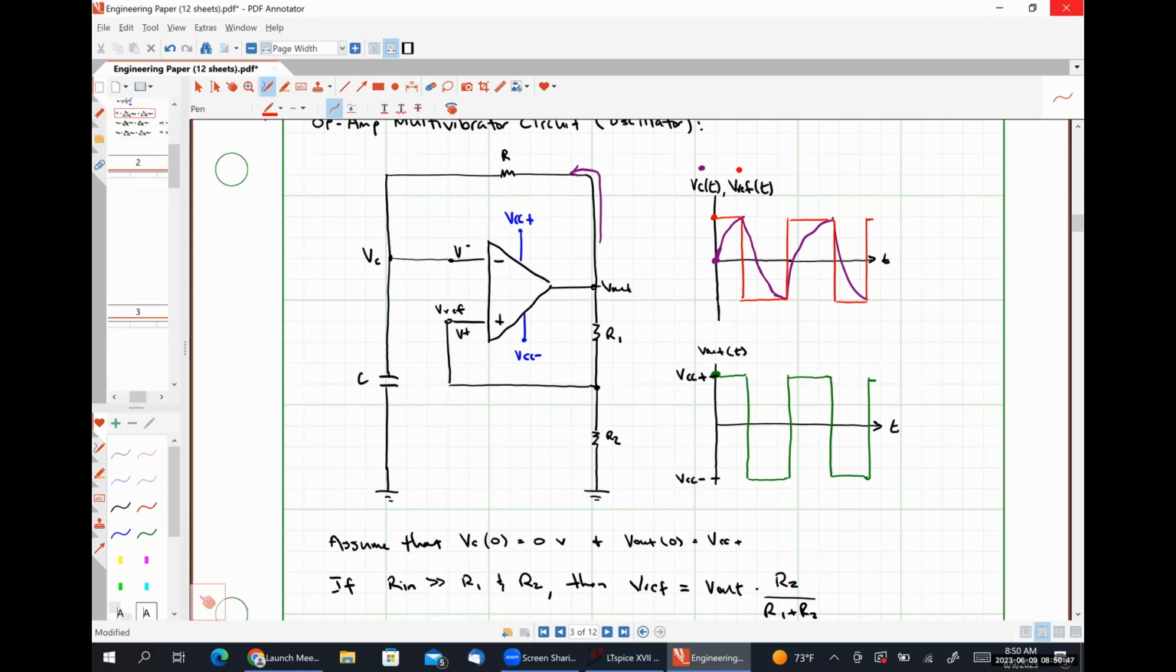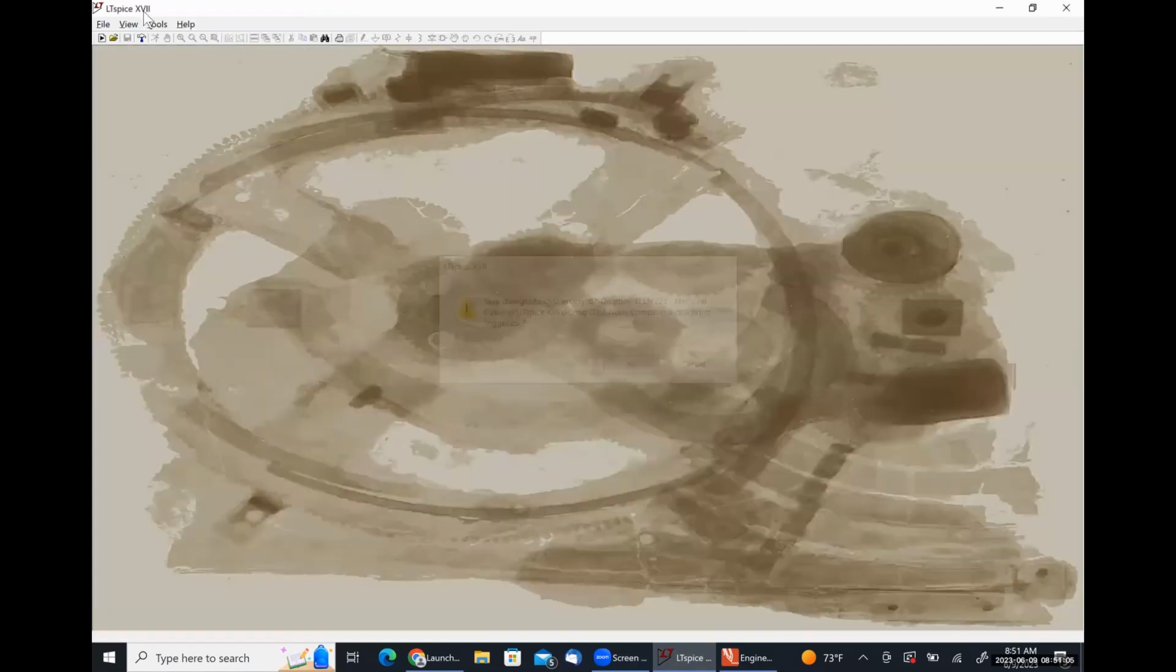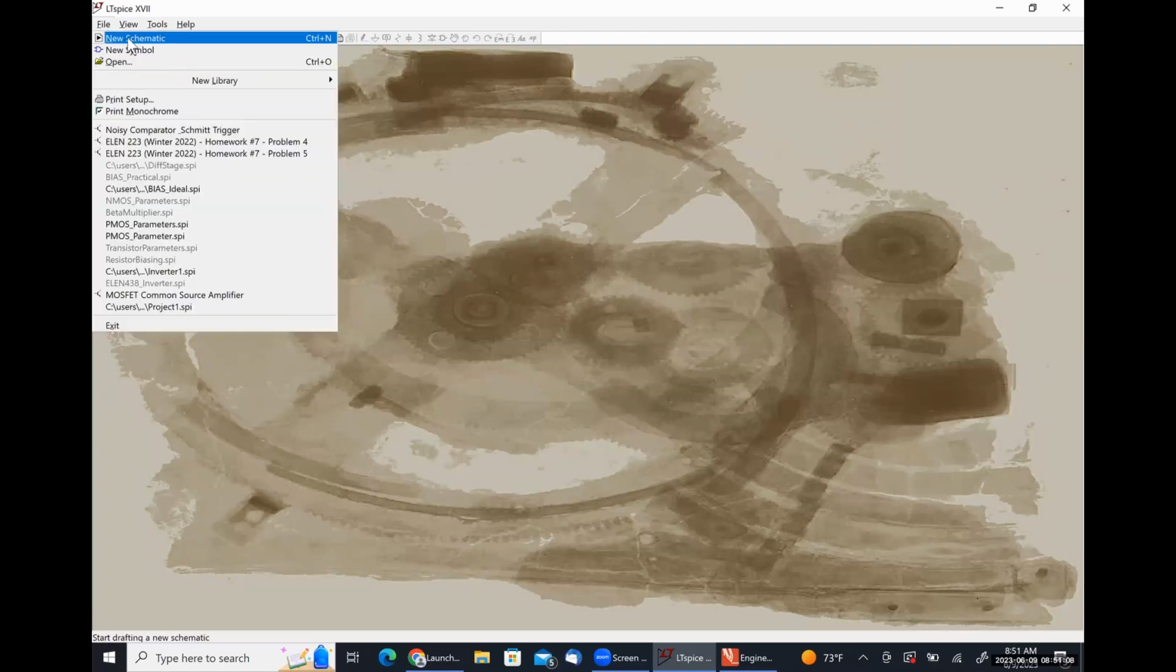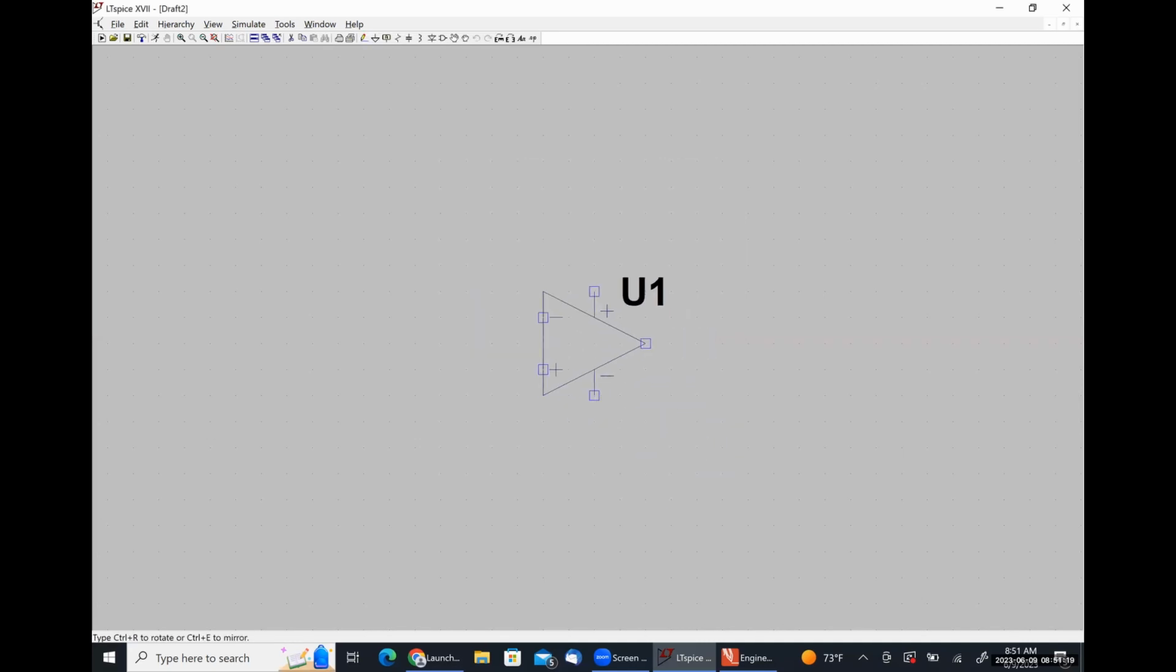So let's take a moment here and simulate this circuit. So I'm going to close out this and open a new schematic because I don't have a version of this saved for whatever reason. So we're going to start with universal op amp 2. Throw that guy smack in the middle. I'm going to set up my power supply voltages. Those are the only voltages that I need.